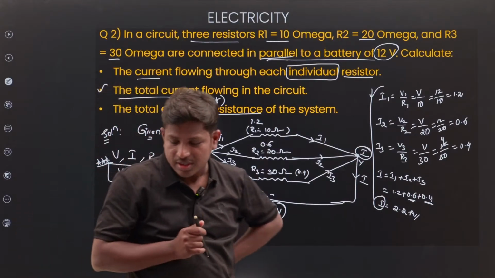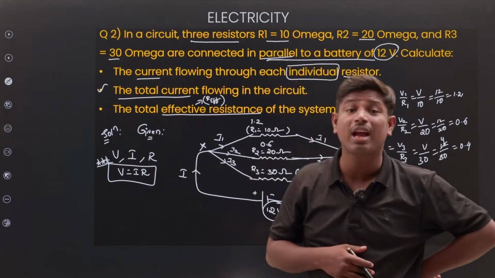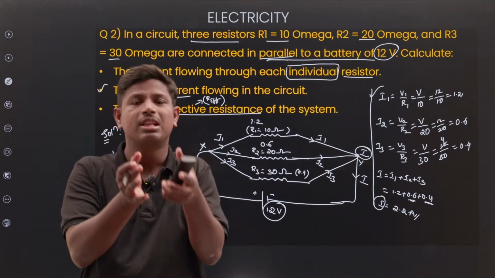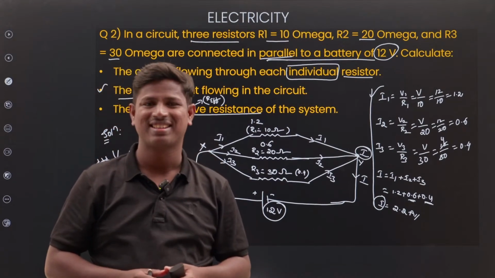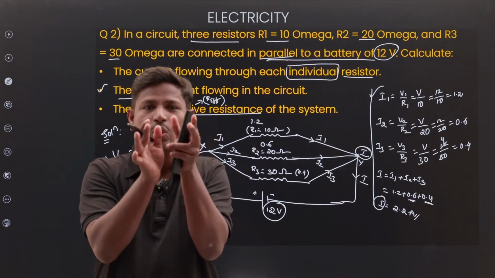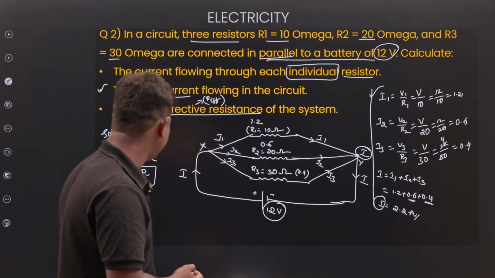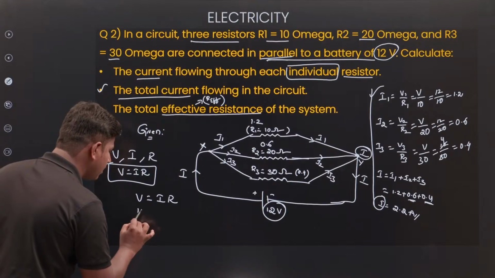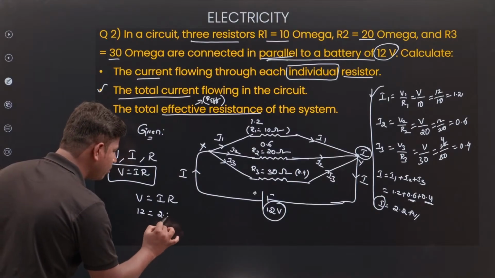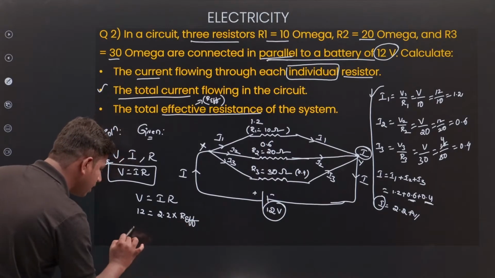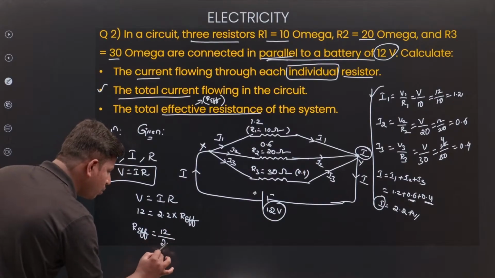What formula do we use to calculate the effective resistance of the circuit when they give the potential and total current? V is equal to IR, Ohm's law. See, V is equal to IR: voltage 12, current 2.2, resistance we don't know, that only we are going to find out. R effective is equal to 12 by 2.2.